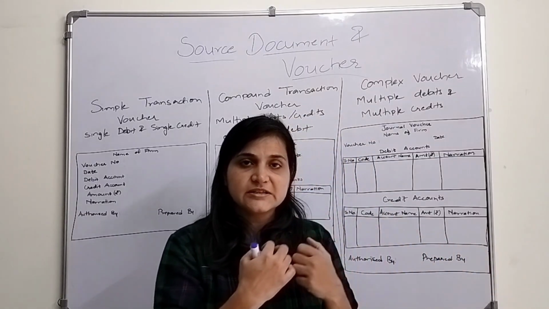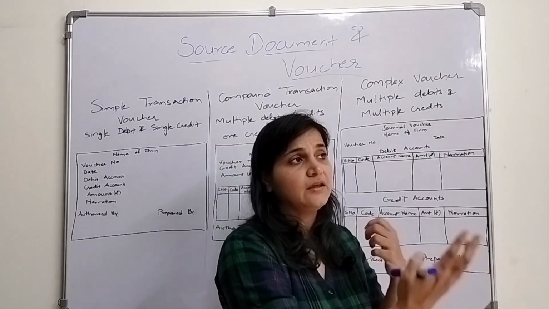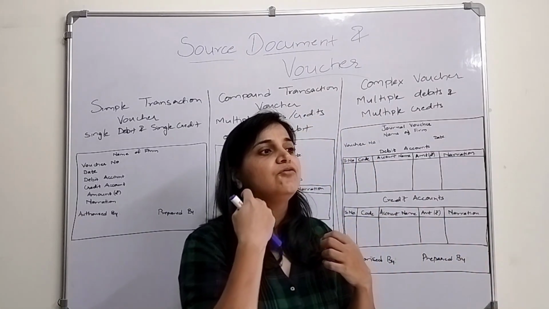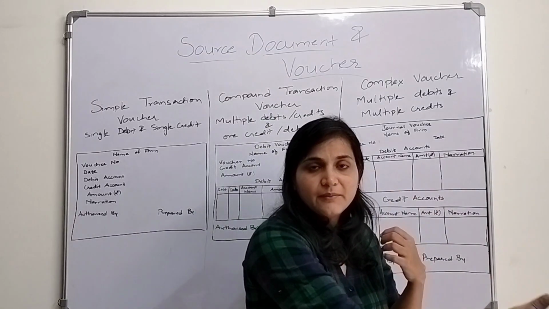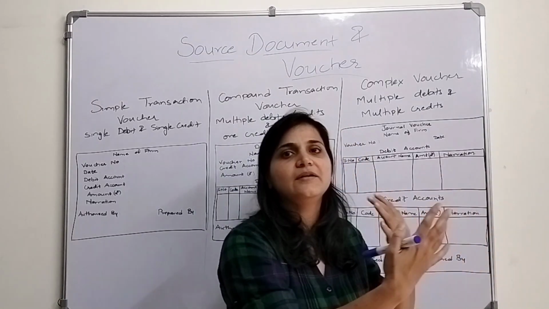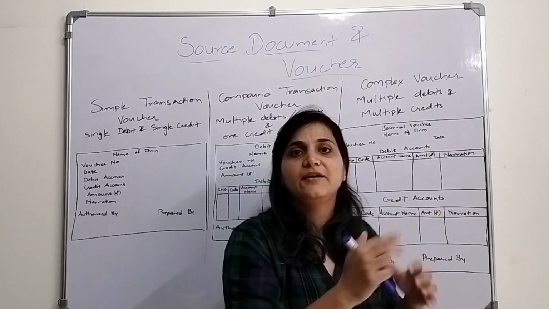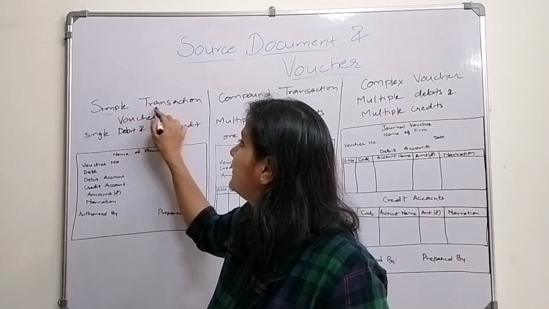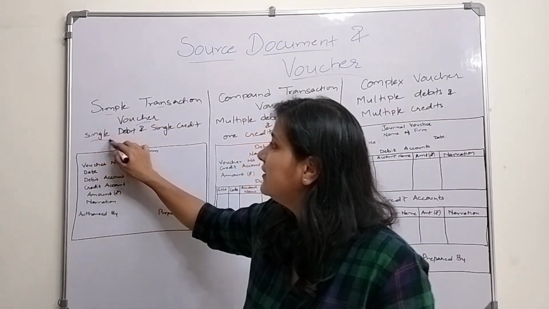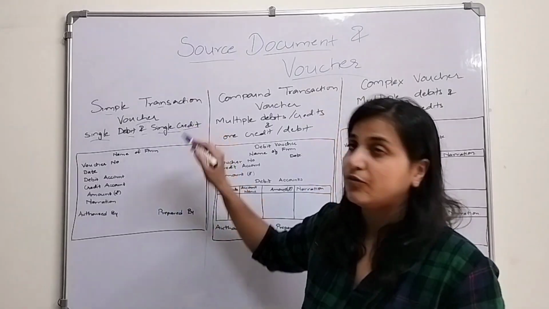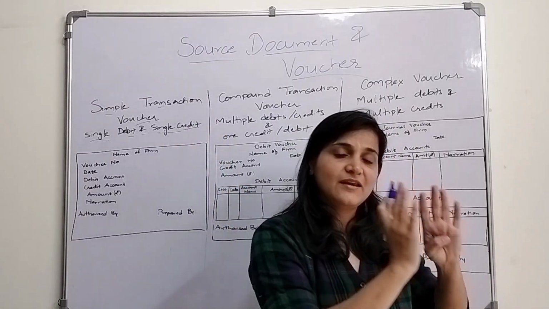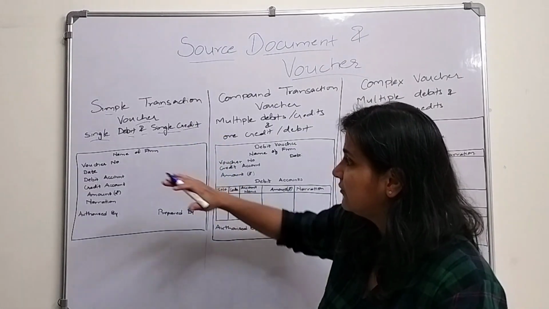If you are purchasing something, if you are receiving something, you debit that. If you're giving money, you gave the money, it gets credited. So one account is debited, one account is credited. So when I am preparing a simple transaction voucher, there is a single debit and single credit. Okay, one transaction has been debited, one transaction has been credited.